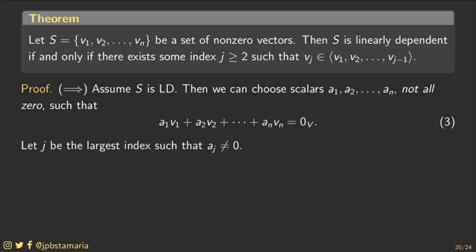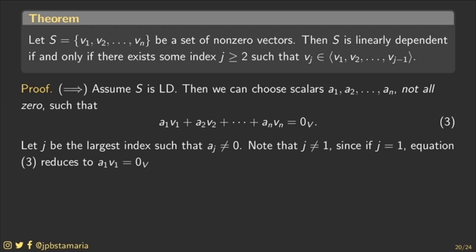So if you let J be the largest index so that Aj is not zero, meaning the last Ai that is not zero, what will happen? All the Ai's so that i is bigger than J will all be zeros, because J is the last one to be non-zero. So all that follows from Aj will be zeros.